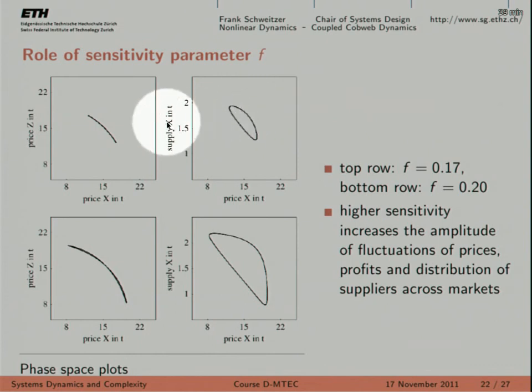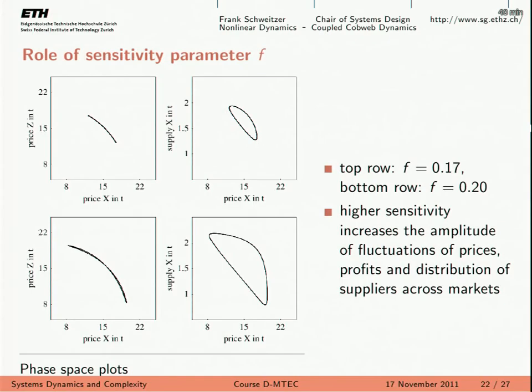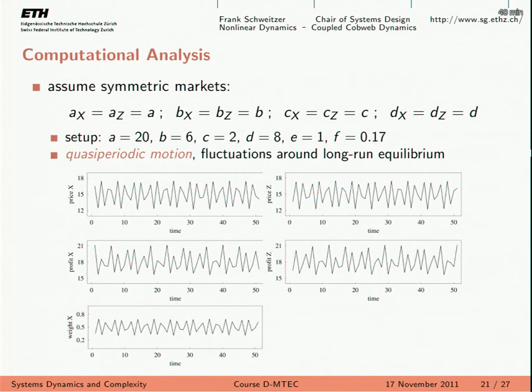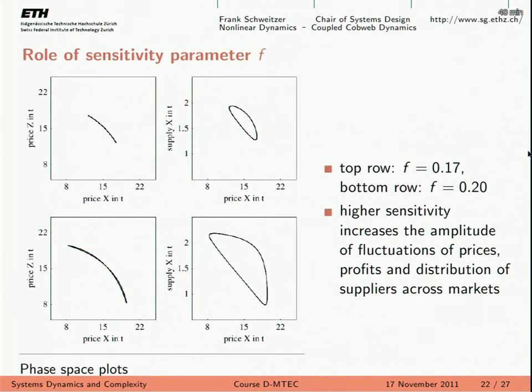I believe this should be supply in market Z. Otherwise it doesn't make sense. If the price goes up in market X, the supply in market Z should go down, because now more people come to market X because the price is larger there. So I will fix that in the handout. It should be supply in market Z. And again, if you increase the sensitivity, what we change is simply the amplitude of these fluctuations. There's still no chaos here. They behave just as we would expect, just as in the previous slide. The price goes up in one market, profits go up in that market, correspondingly the profits go down in the other market. And then the whole thing changes again in the next time period.